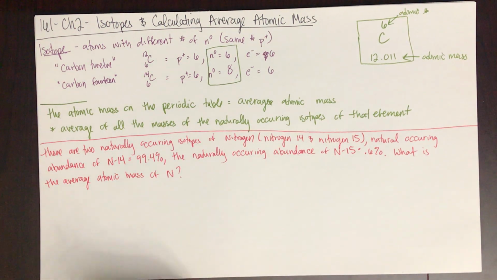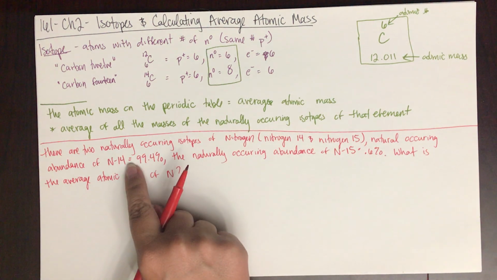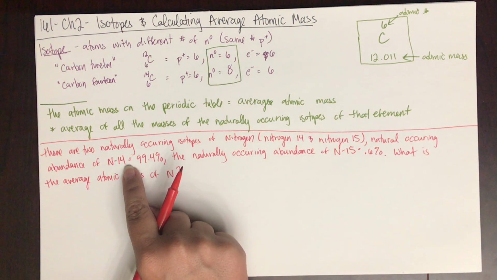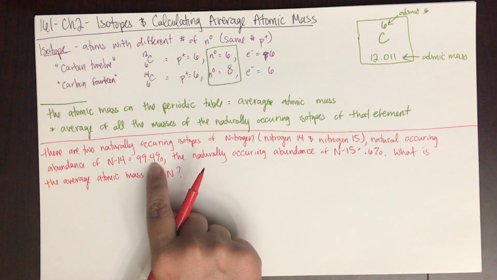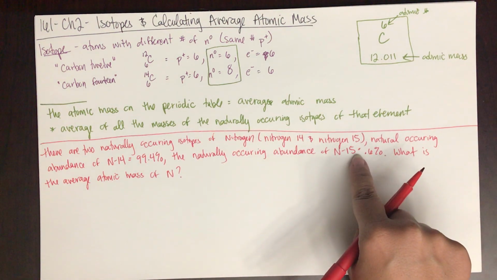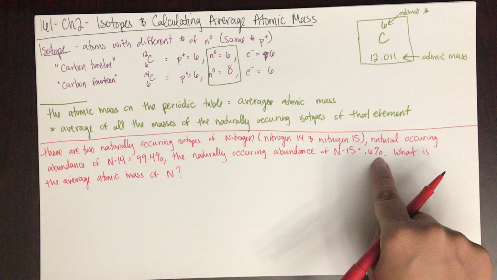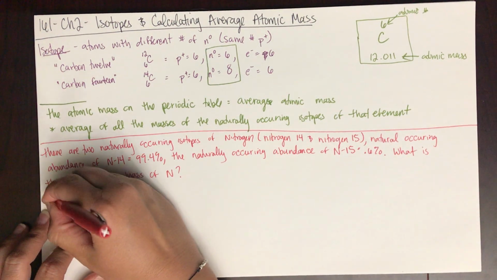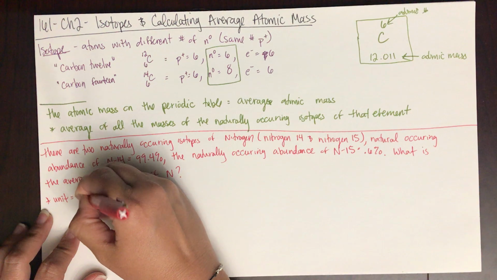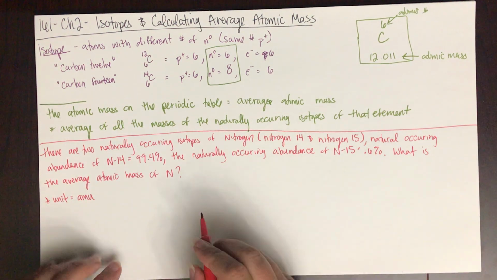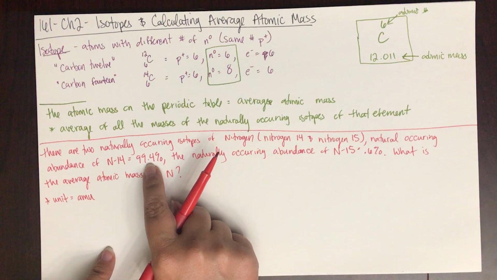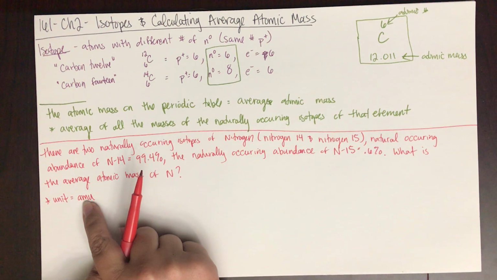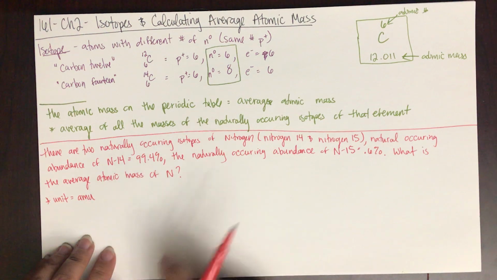Okay, so this is a weighted average. So nitrogen 14, having an atomic mass of 14, has 99.4% of the naturally occurring nitrogen, and then nitrogen 15, having an atomic mass of 15, has a naturally occurring abundance of 0.6%. So this is a weighted average, and the unit here is AMU, atomic mass unit. So what I'm going to do is take the percent abundance, multiply it by the mass of that isotope, and then add the two together.